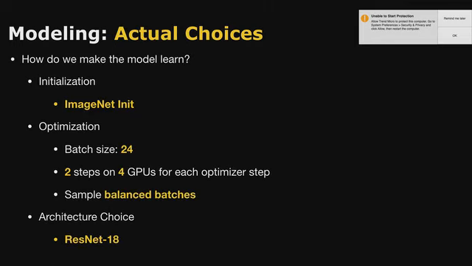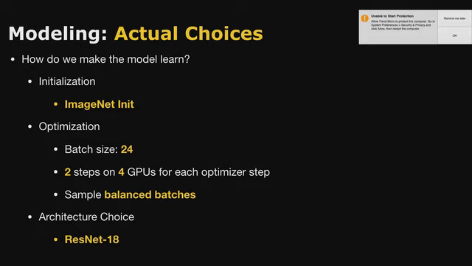Before I go into how we made these choices, I'm just going to say what we chose to give you context. We follow some image initialization. We use a relatively large batch size-ish of 24. The way we do that is by taking 4 GPUs and stepping a couple times before doing an optimizer step. So you do a couple rounds of backprop first to accumulate those gradients before doing optimization. And you sample balanced batches at training time.